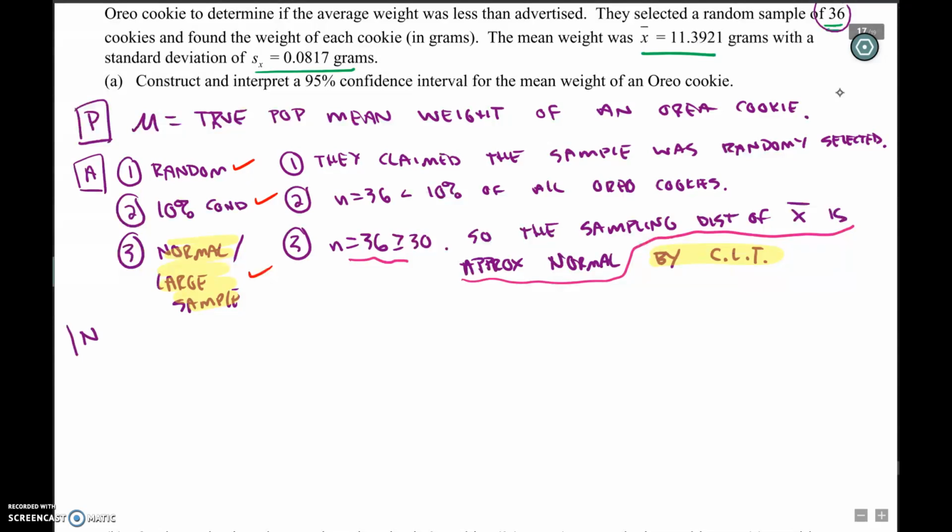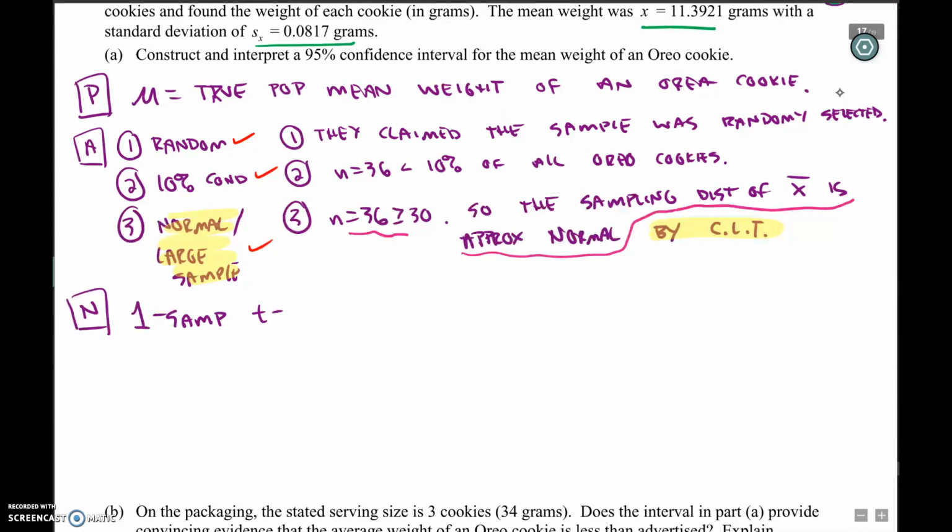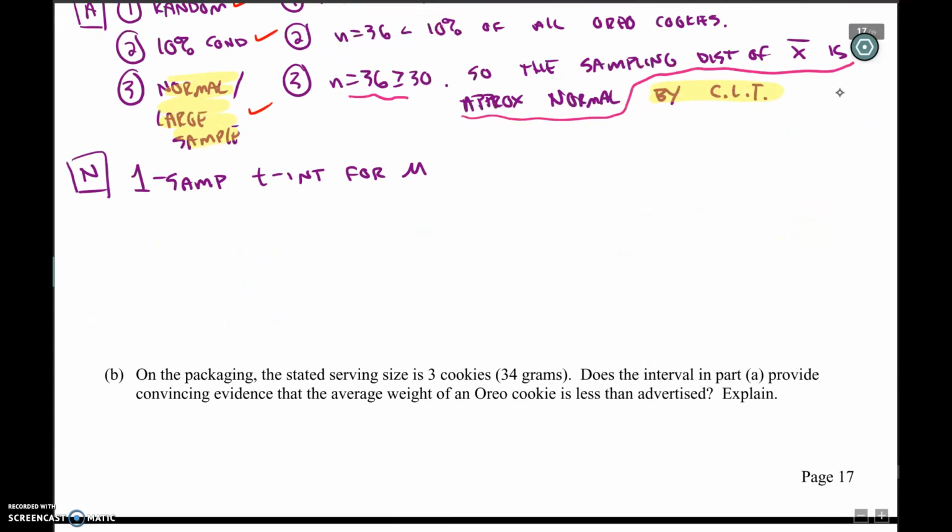Name the test, N. This is a one sample. Now I don't know the true population standard deviation, so this is going to be a T interval for mu. And let's give the formula. Formula is x bar plus or minus T crit times s over square root of n. So now let's actually calculate the interval, I.